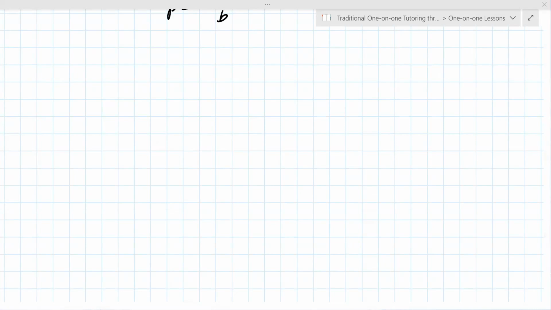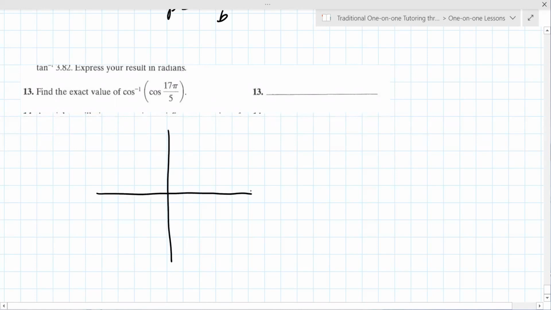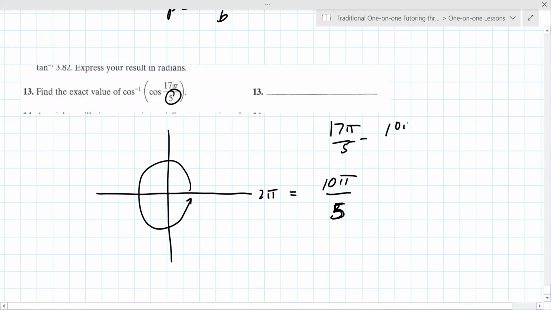The last one I guess we can do is this, I think. Okay, so cosine of 17 pi over 5 on the unit circle, if you go all the way around, that's 2 pi, right? But when it's with a denominator of 5, that means it's 10 pi over 5. So that means that you've gone all the way around once, and when you take 17 pi over 5 and subtract 10 pi over 5, you get 7 pi over 5.